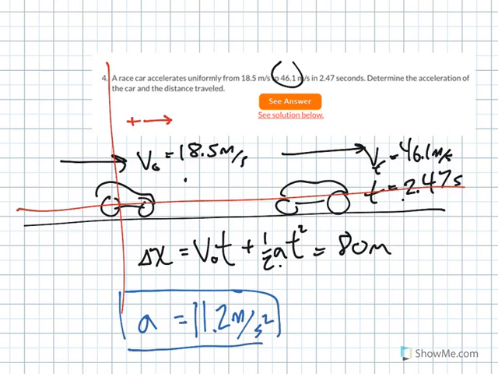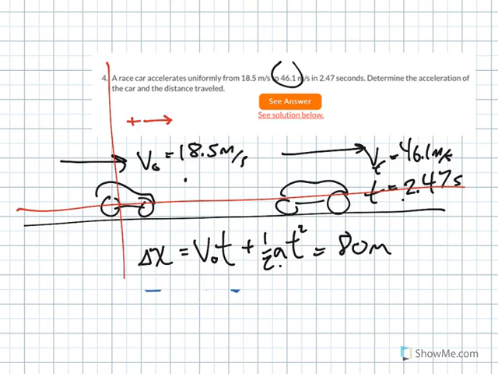But there's another way to do this as well, okay? That is a little more, maybe a little less math, I'm not sure. How about delta x is v average times t? You could always use that if the acceleration is constant. Right, and so the v average, that's just the average of these two velocities, right?